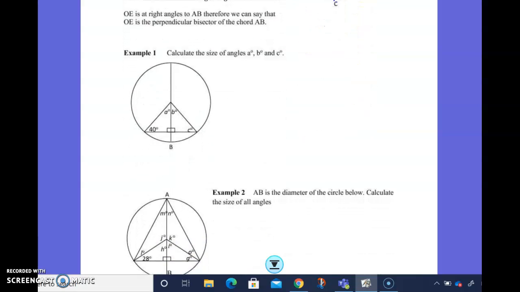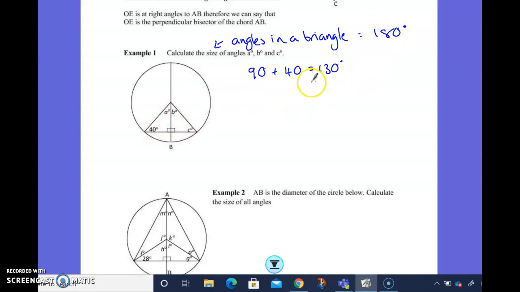First one, we want to find the size of angles A, B and C. I'm looking at the first one here. Angle A is in a triangle, so we've got 40 degrees, right angle which is 90 degrees, and we've got A, so if we do 90 add 40, we get 130. Angles in a triangle add up to 180. In case you've forgotten that one, angles in a triangle, you've got 180 degrees when we add all three together. These two add together to give 130. So angle A must be 50 degrees.